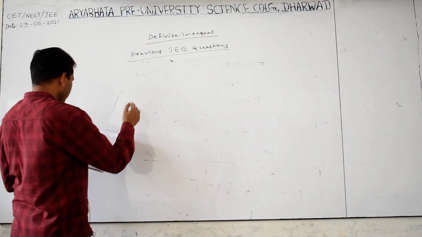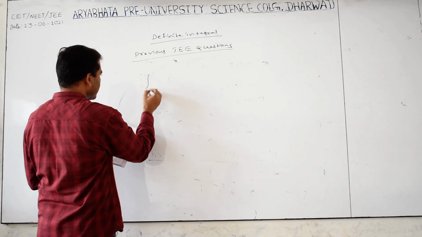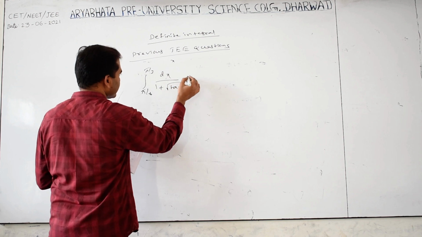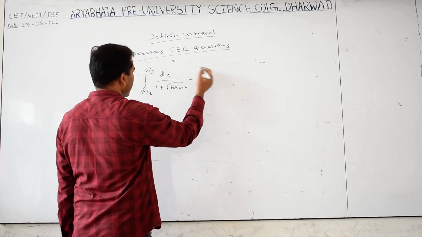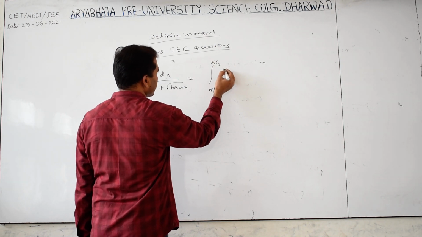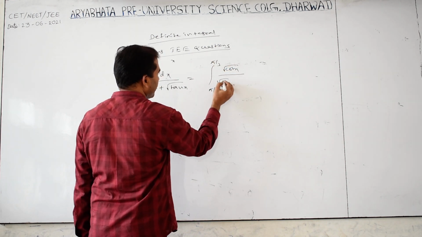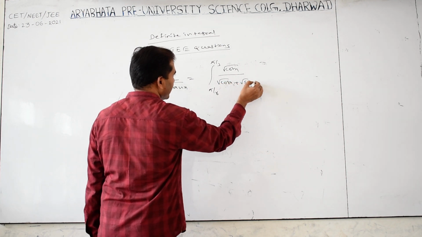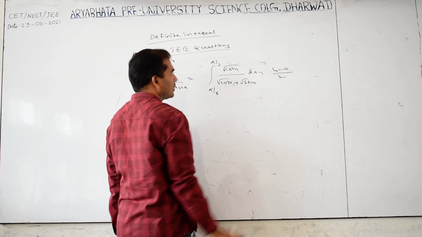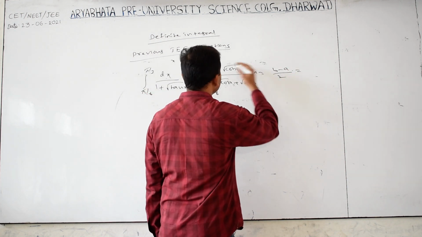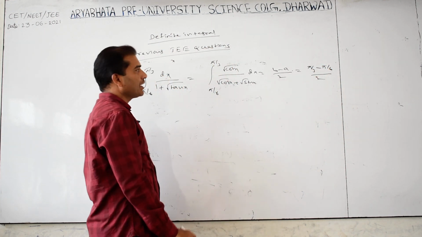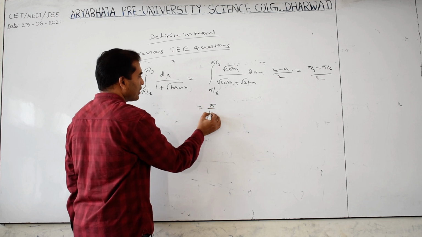Next is the integration of pi by 6 to pi by 3 dx by 1 plus root of tan x. Standard formula: it is in the form of sin by cos, pi by 6 to pi by 3, root of cos x by root of cos x plus root of sin x dx, which is equal to (b minus a) by 2. Understood? (Pi by 3 minus pi by 6) by 2 is pi by 12. This is the answer.